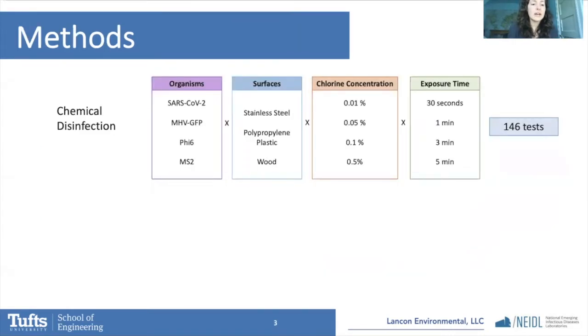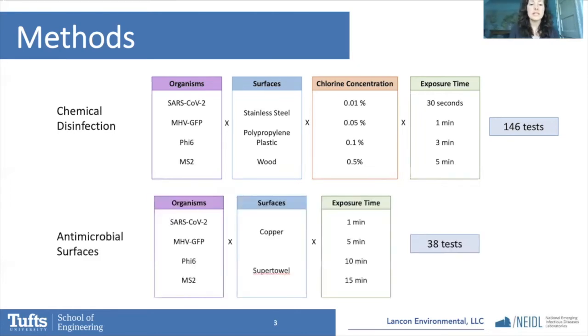So in our study, we have conducted two frameworks of testing. The first was looking at chemical disinfection, where we utilized 4 organisms: SARS-CoV-2, another coronavirus known as MHV, which is a murine hepatitis virus, and then 2 bacteriophages, phi 6 and MS2. We applied those to 3 different surfaces: stainless steel, polypropylene plastic, and wood, and exposed them to 4 different concentrations of chlorine, ranging from 0.01% to 0.5%. The chlorine was on the surfaces for 30 seconds to 5 minutes before it was neutralized. And in total, this matrix resulted in 146 tests that were conducted in triplicate with positive and negative controls.